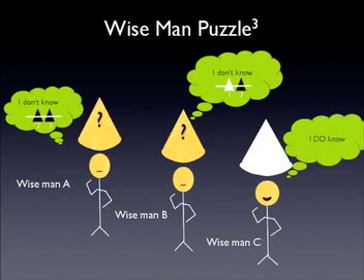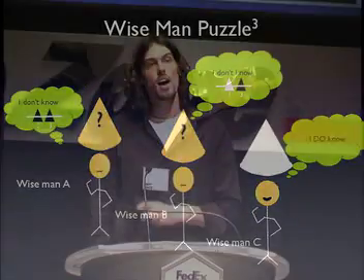This tells wise men B and C that one of them must be wearing a white hat, because if neither of them was wearing a white hat, then A could have inferred that he was the one wearing the white hat. So both B and C know that one of them is wearing a white hat, and there we go.